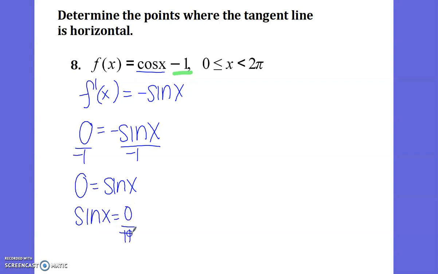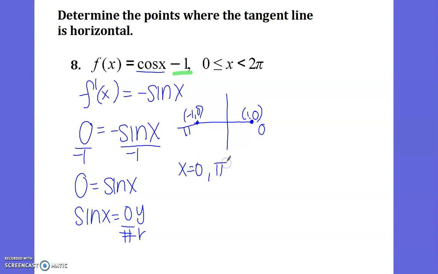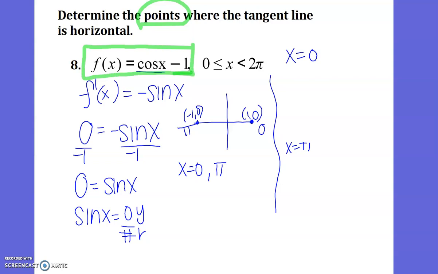Okay, solving this equation, this can be a quadrantal angle. Sine is y over r, so where is y equal to 0? At 0 and pi. So we have two x values where it is horizontal. It's asking for points, so I've got to plug 0 and pi into the original f(x). So I'm doing f(0) and I'm doing f(pi).